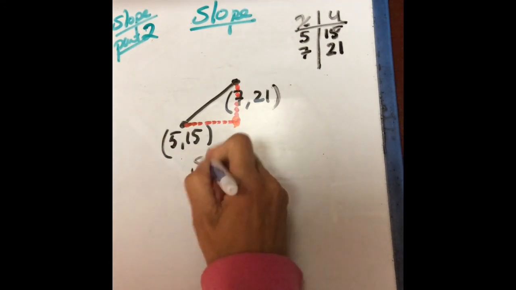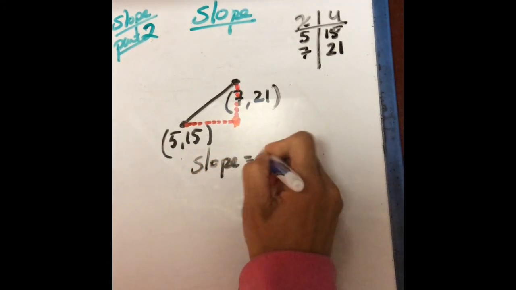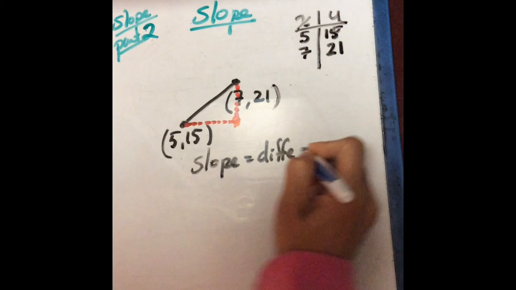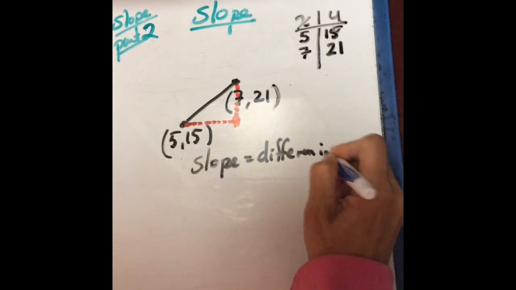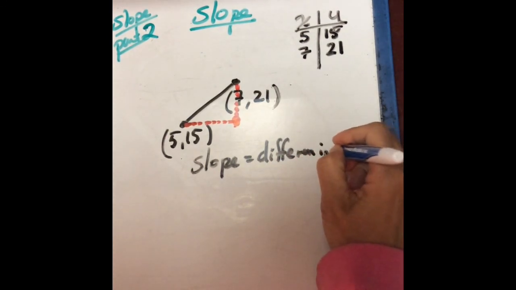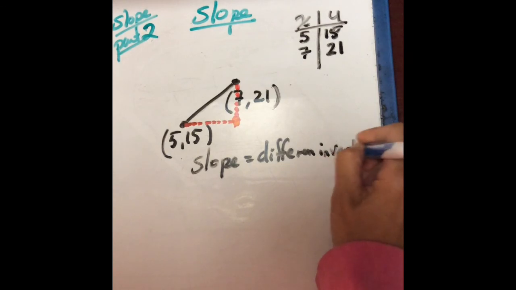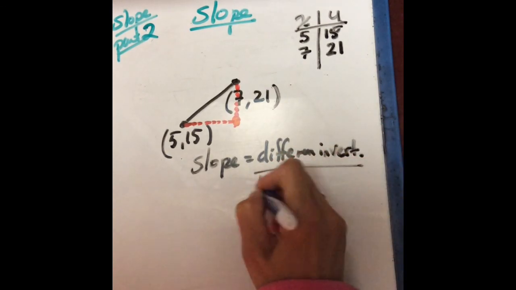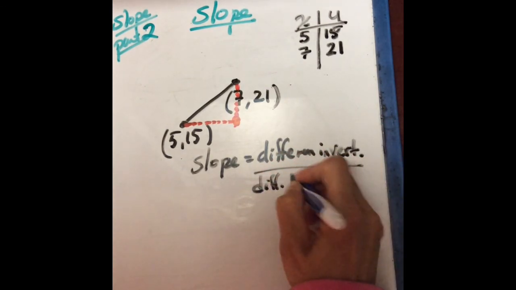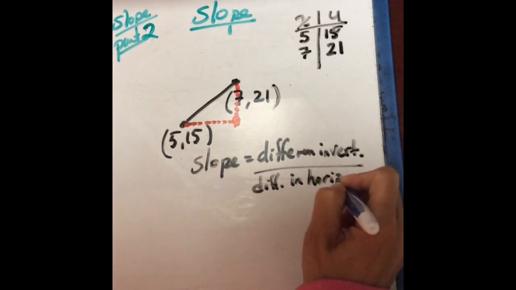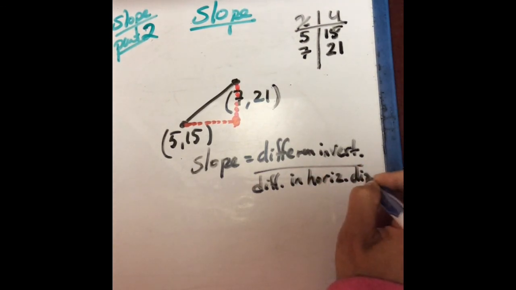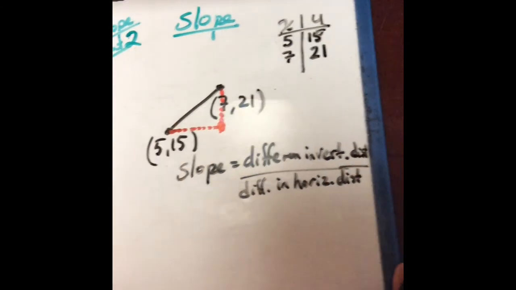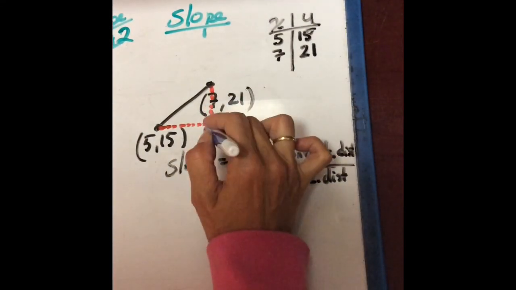And so the slope was the difference in vertical distance and the difference in the horizontal distance. And so how do you find that? How do you find the difference here?